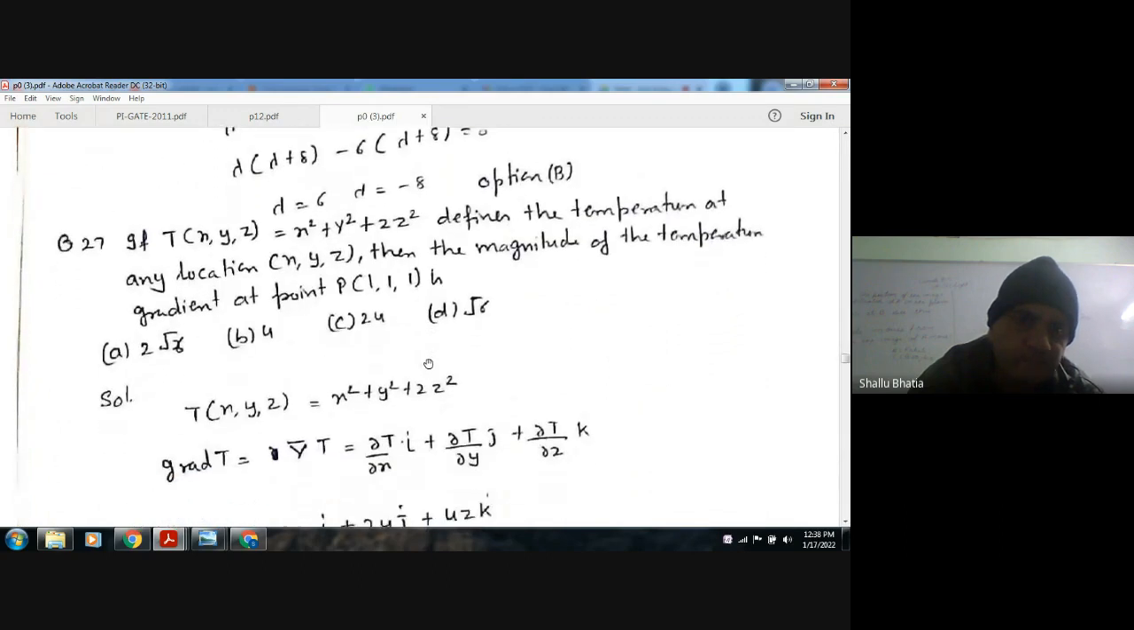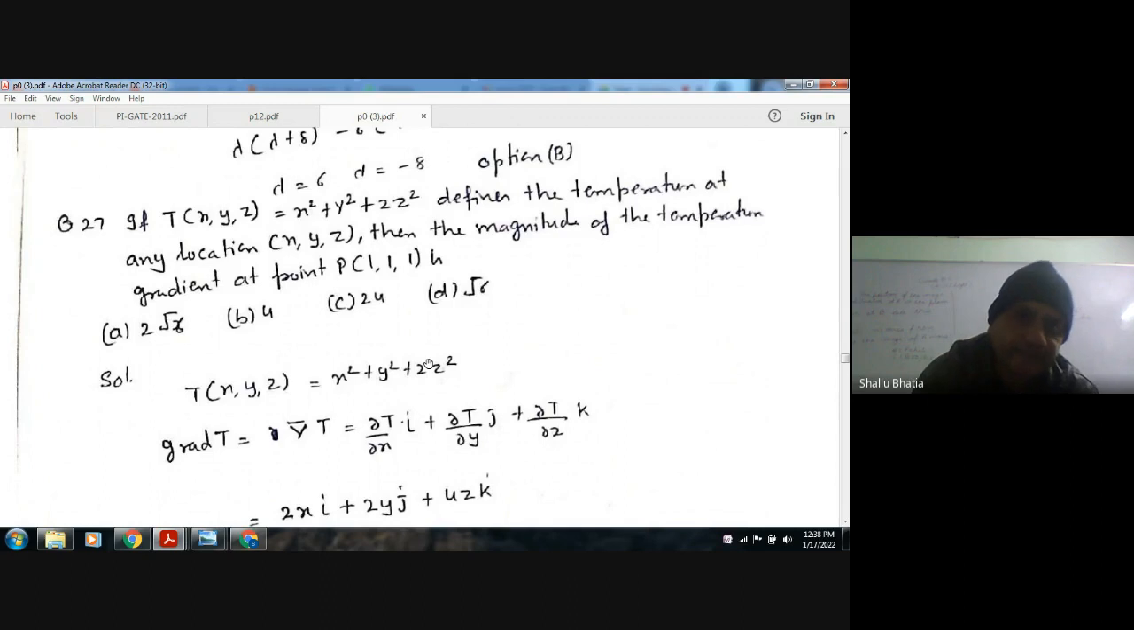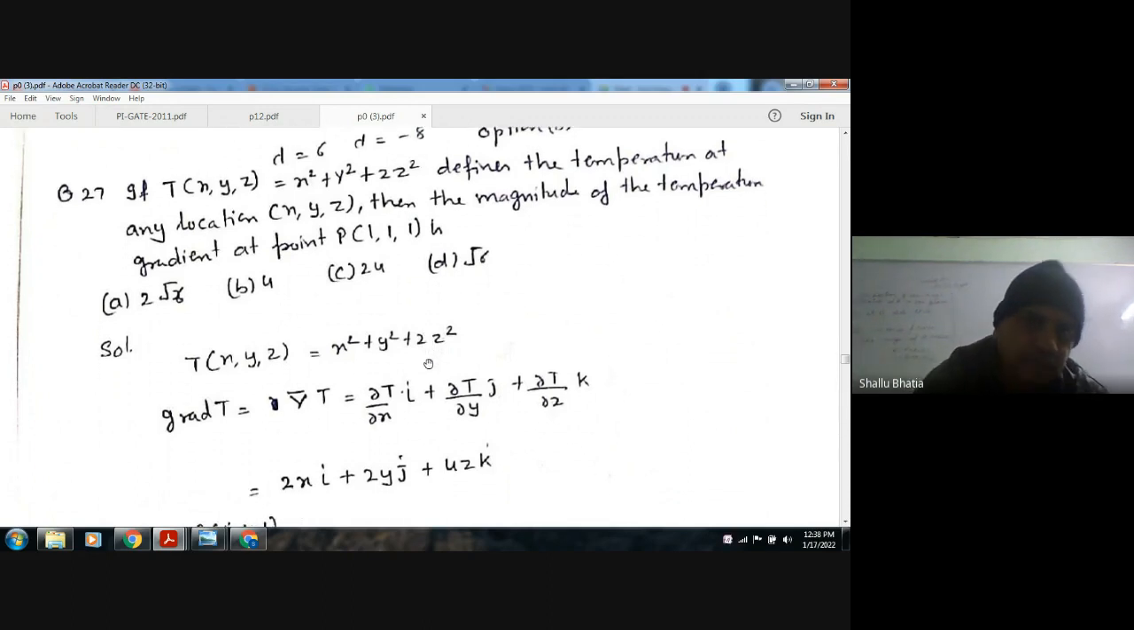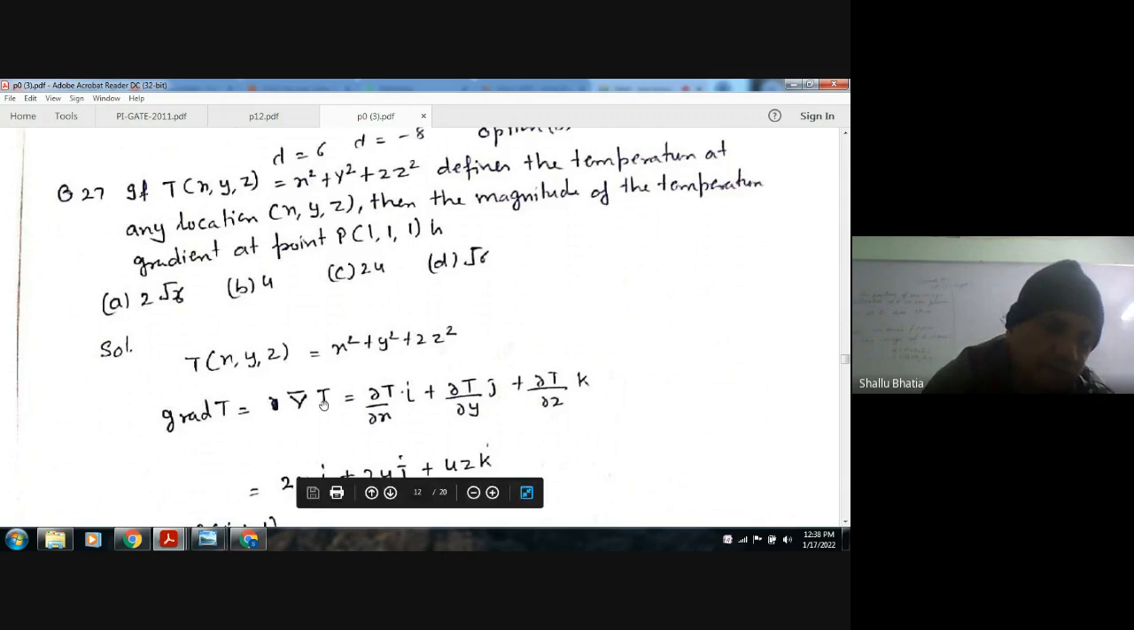Next, if P(x, y, z) is equal to x square plus y square plus 2z square defines the temperature at any location (x, y, z), then the magnitude of the temperature gradient at point P(1, 1, 1) is? So this is the equation of temperature, or variation of temperature with respect to x, y, and z. And gradient T is nothing but del T. If we multiply this del with T, then we get ∂T/∂x i plus ∂T/∂y j plus ∂T/∂z k.